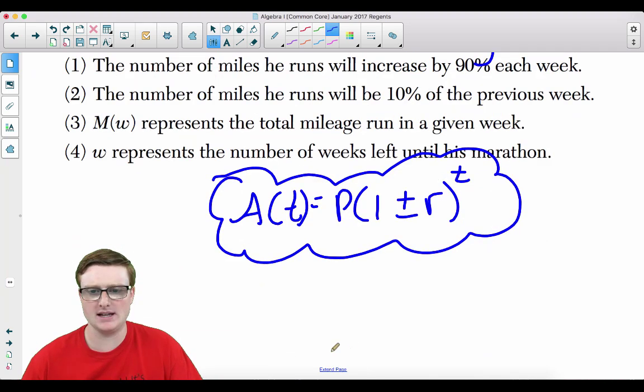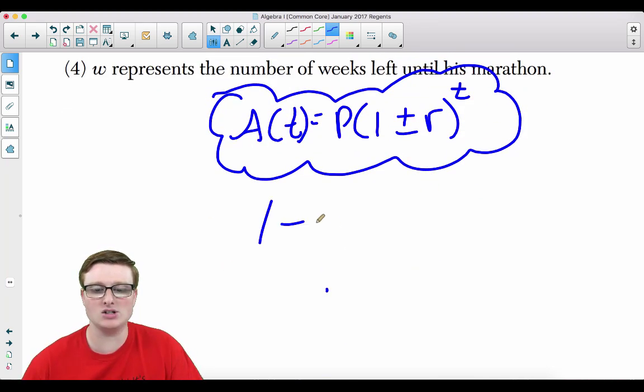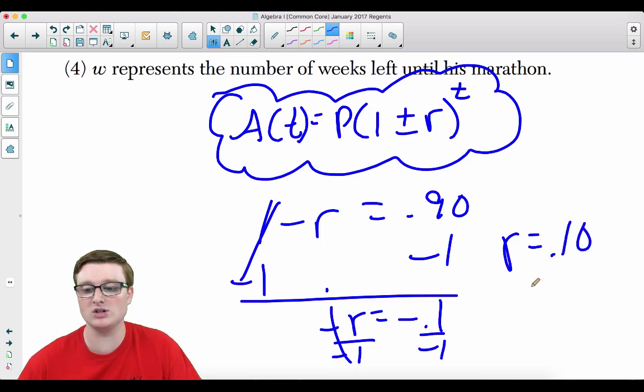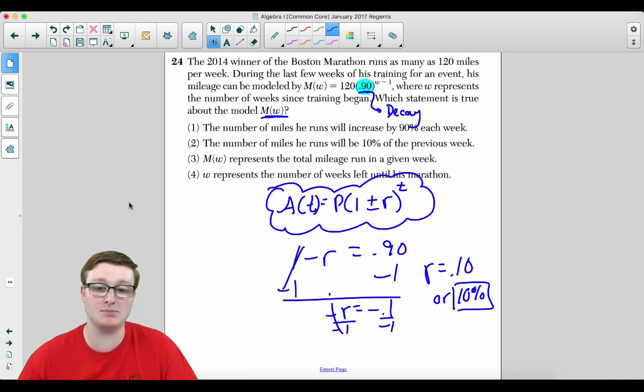Okay? Well, by what percentage? Well, since it's decaying, it's going to be 1 minus r is equal to 0.90. We're going to find the rate of decrease. Subtract the 1 on both sides. We get negative r is equal to negative 0.1. Divide by negative 1 on both sides, and your rate of decrease is 0.10, or that's the same thing as saying 10%. Okay? It's decreasing by 10%.